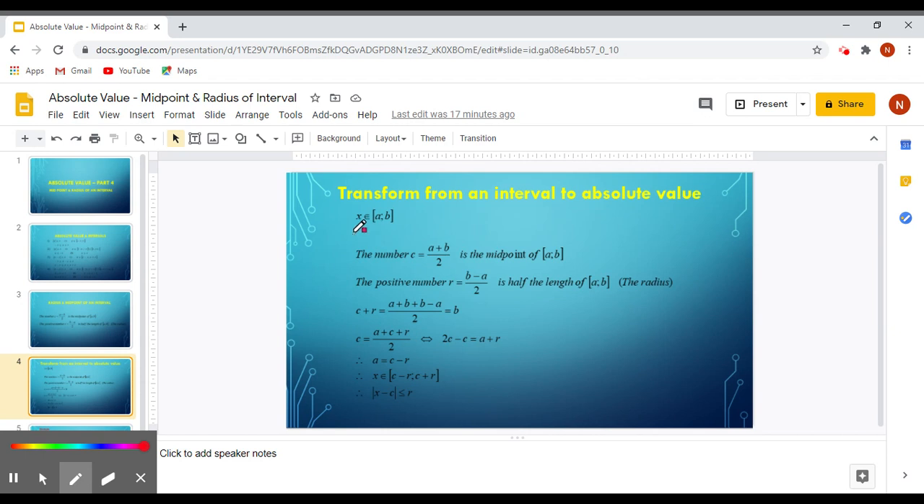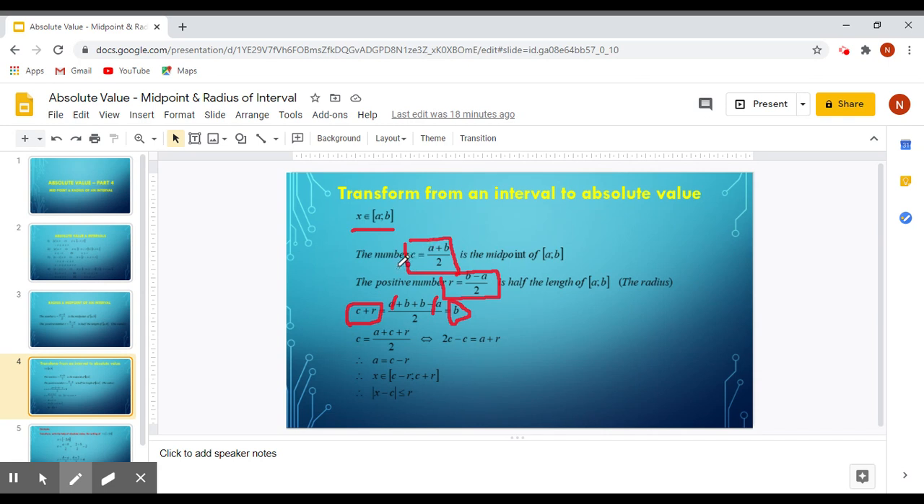If x belongs to the interval AB, we know the formula of the midpoint c equals a plus b over 2, and the formula of the radius r equals b minus a over 2. Now, if I add these two equations together, c plus r will give me a plus b minus a all over 2. The a's will cancel out. I will get 2b over 2, which is b. Now I have a new value of b, which is c plus r.